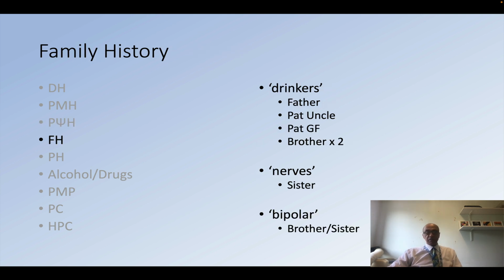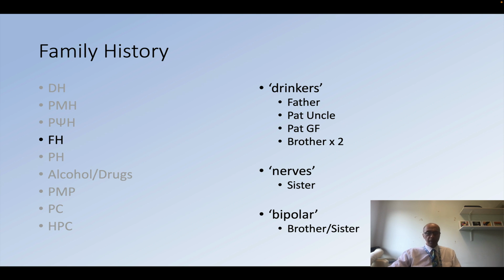Next heading is family history, and he reports a very strong family history of alcohol problems. He describes nearly all of his family as drinkers: his father, uncles, grandfather, and two of his brothers. He said that his sister is bad with her nerves. She would probably receive a diagnosis of anxiety or generalized anxiety disorder. And then he says that his brother and sister suffer from bipolar disorder.